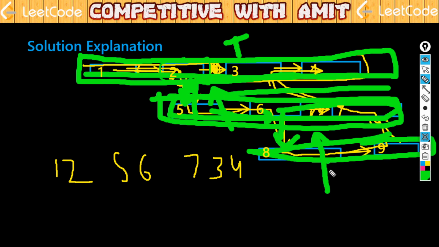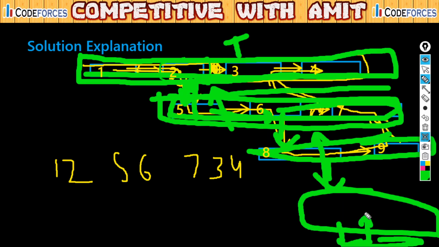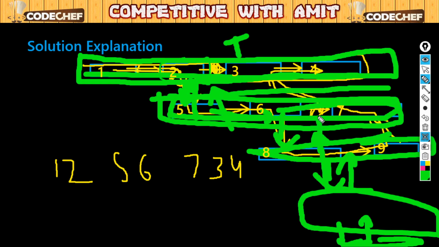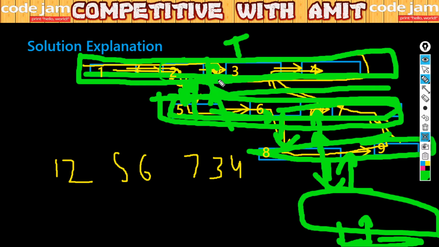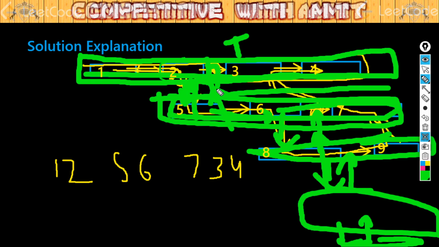Now suppose we have more children, one more child or one more child. So first of all we will push back this, then this, then this, and then at the end we will push back this. So this is a simple operation of just insertion in a linked list. So this is how we will solve this question.